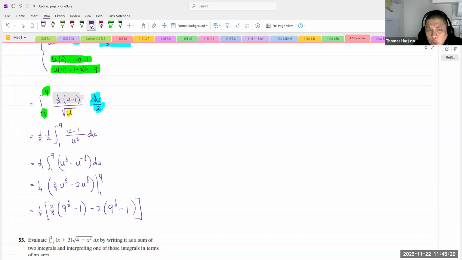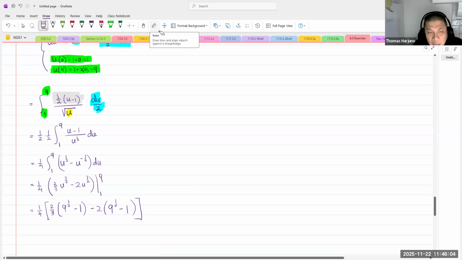You may do it another way though. You may have done it this way, and that's totally fine. Like you do 2/3, 9 to the 3/2 minus 2 times 9 to the 1/2. That's fine, you can also do it that way, okay? But I will do it with the purple one, whichever you think is easier. But I want to show you that the method of computation here exists, okay?